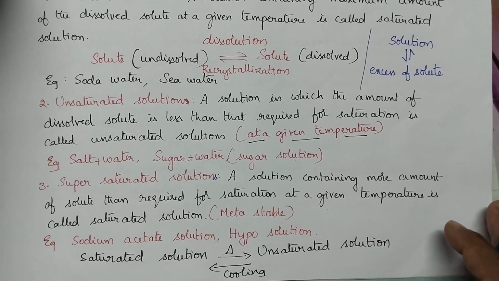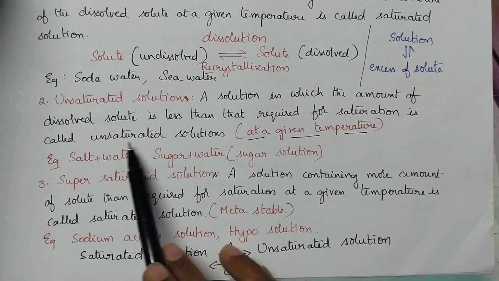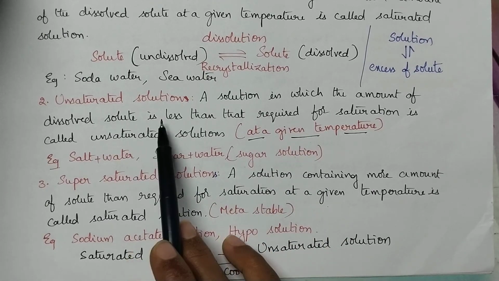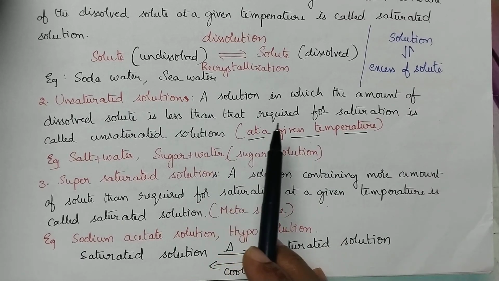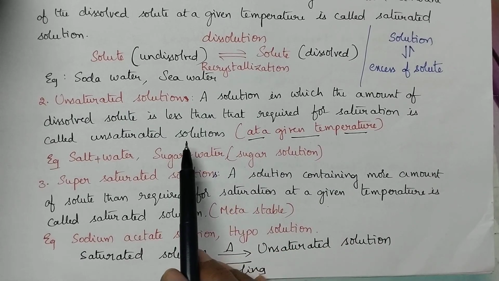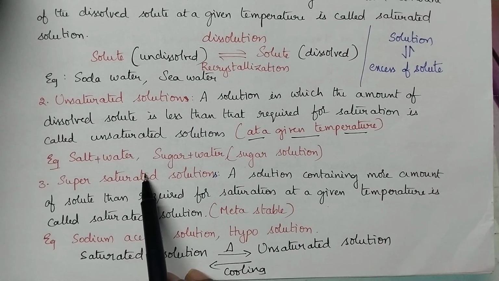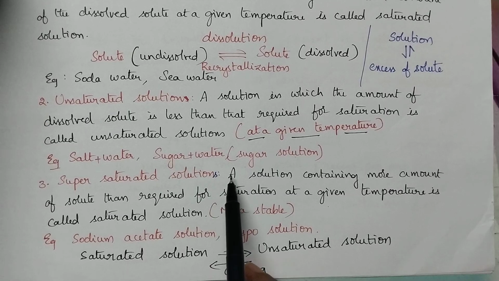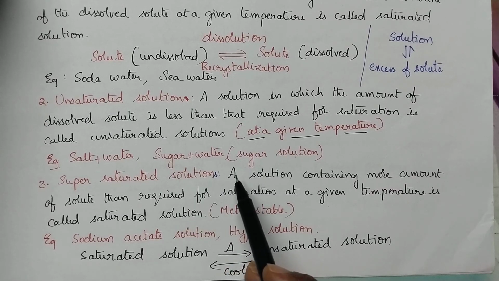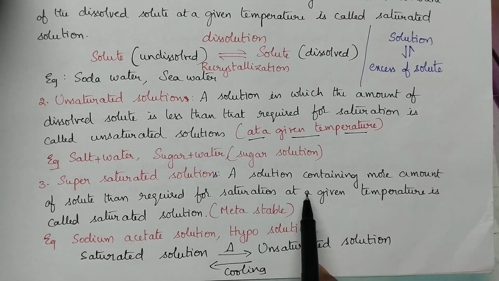Next, coming to the unsaturated solution. Unsaturated solutions contain less amount of the dissolved solute when compared with the saturated solution at a given temperature. Good examples of unsaturated solution include salt water system, sugar water system. Clear, students? Coming to the supersaturated solutions, generally they contain more amount of dissolved solute than required for the saturated solution.